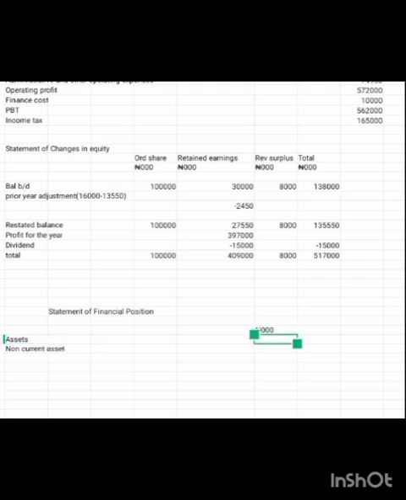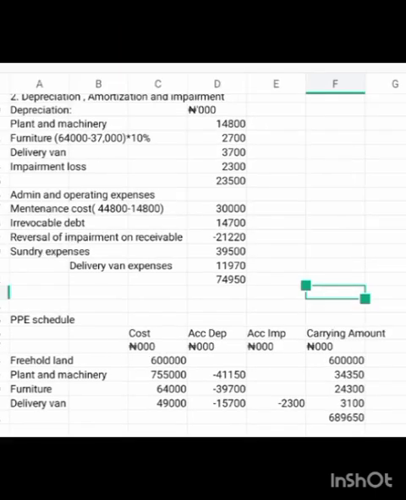These are your PPE schedule, the movement in PPE. As you can see, all our PPE, all our non-current assets have been calculated together. This is the cost, this is the depreciation of those assets, and this is the impairment loss as calculated before. You can check those calculations I've done before to verify all these figures that I brought here. The reason why this one is showing minus is because I put it in bracket. Then this is the carrying amount.